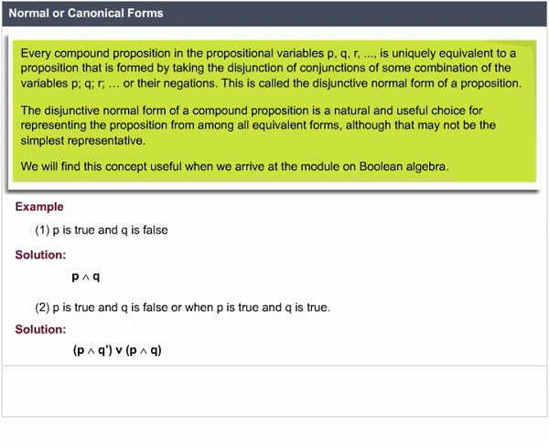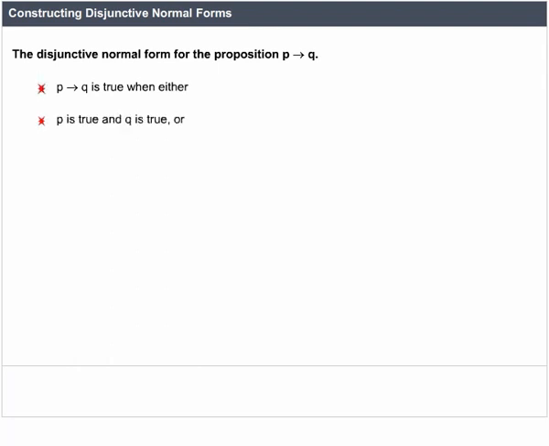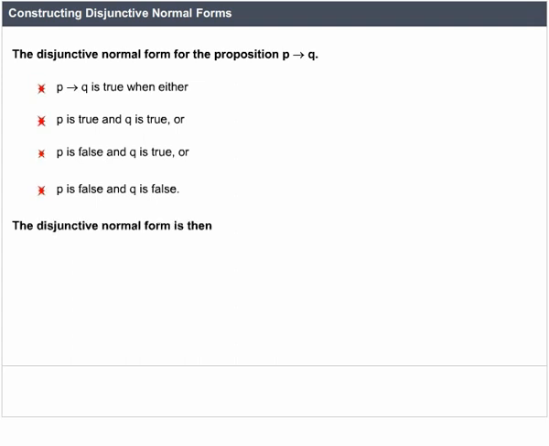Constructing disjunctive normal forms. The disjunctive normal form for the proposition P implies Q. P implies Q is true when either P is true and Q is true, or P is false and Q is true, or P is false and Q is false. The disjunctive normal form is then P and Q or P dash and Q or P dash and Q dash.